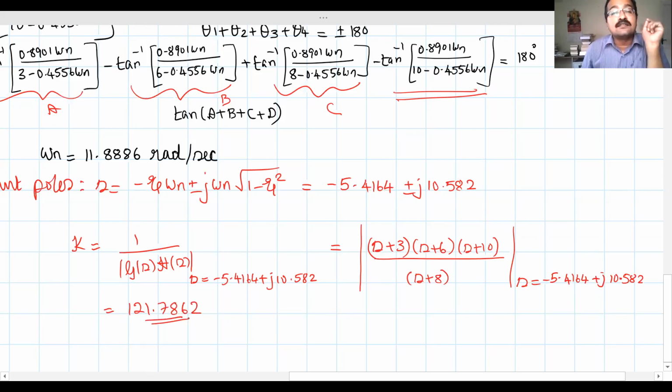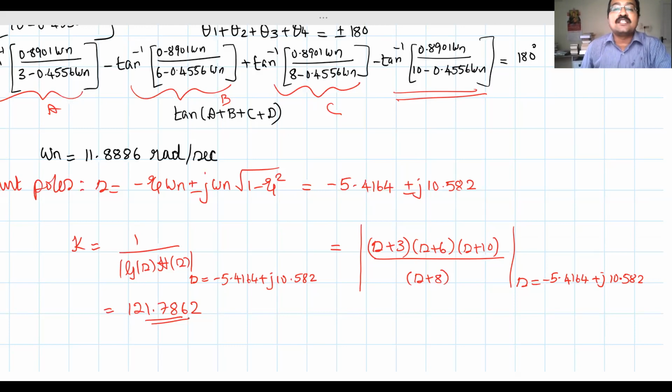Okay, so this is for the uncompensated system. What do we do up to now? We found out a second order approximate equivalent to the given third order closed loop system. Right? Now, what else? What's the next part? It can operate with a peak time that is 2/3 that of the uncompensated system.